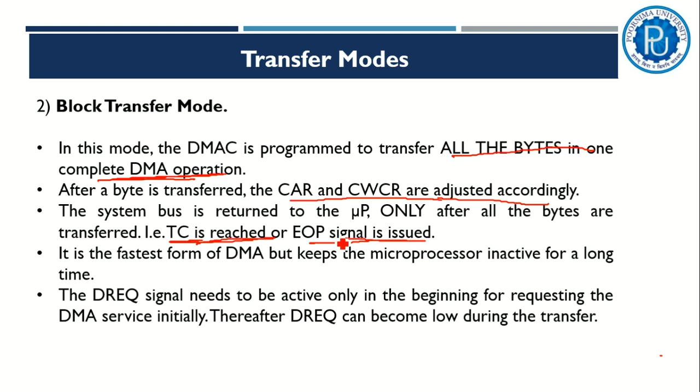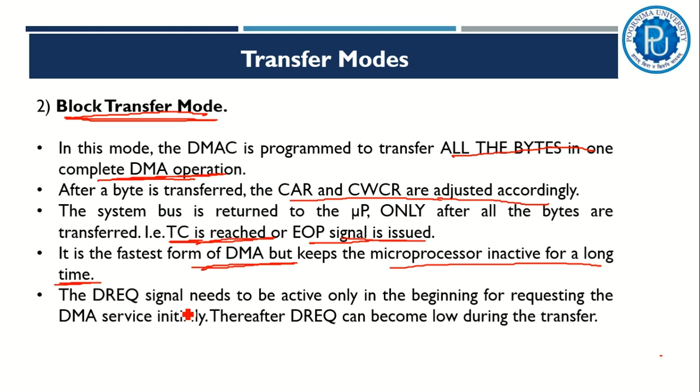Now all the buses will be transferred to the microprocessor. So it is the fastest form of DMA, but it keeps the microprocessor inactive for a long time. Here the microprocessor will be inactive until the whole data transfer has taken place. That's why it is called block transfer mode.